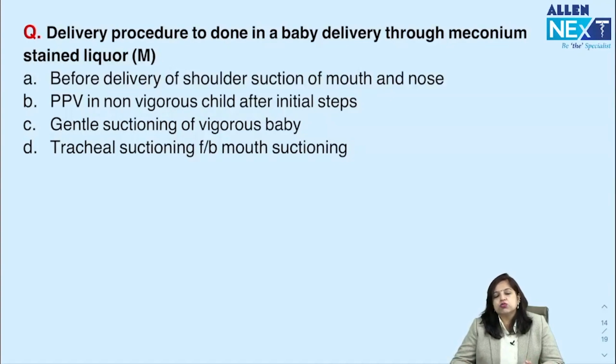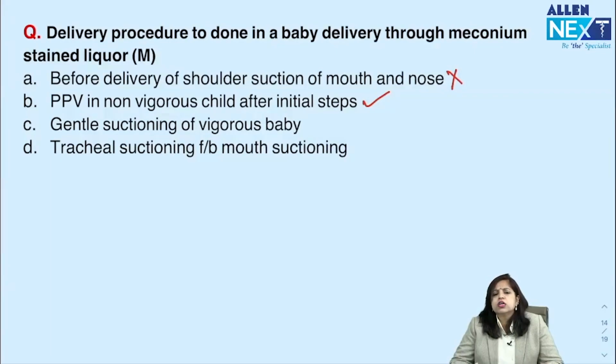Again, this was, let me tell you, a multiple choice question. Multiple choice means the final answer was in the form of A, B, or maybe ABC, or maybe AD, different combinations, right? So let us see, at least this is not the correct option. Then positive pressure ventilation in a non-vigorous child after the initial steps. Of course, this is correct. Many of you would say, ma'am, we have been told that positive pressure ventilation is contraindicated in meconium stained liquor babies. No, it is not.